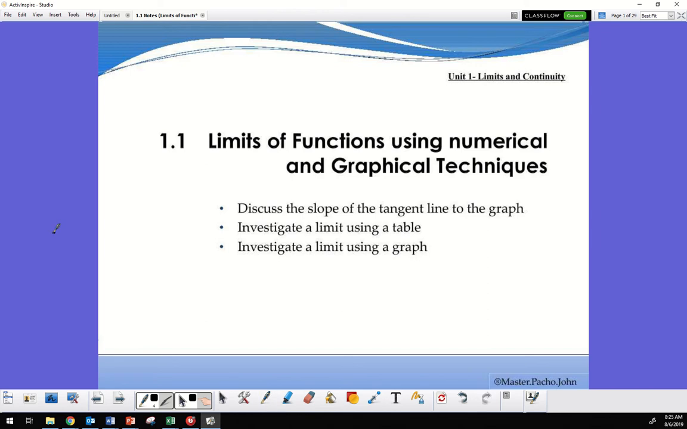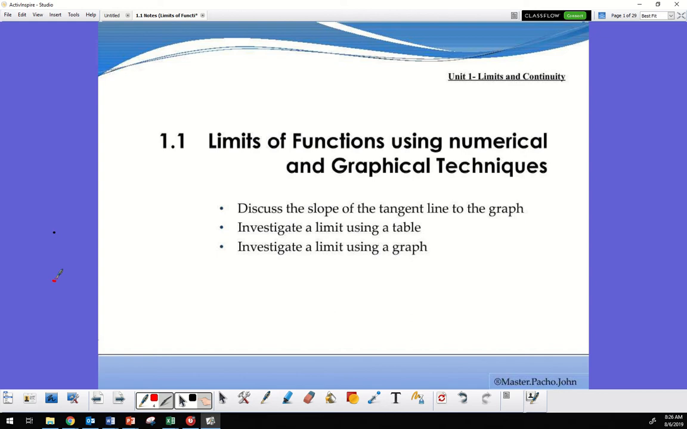So this is AP Calculus 2019, right? Yeah, 2019. So yeah. Is that better? Yeah. Okay. All right.